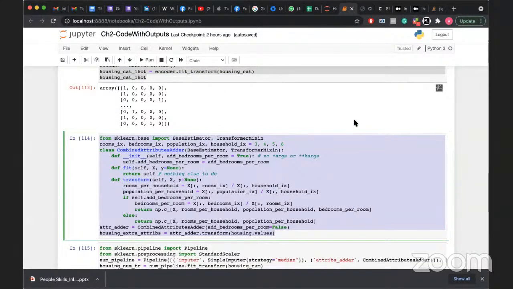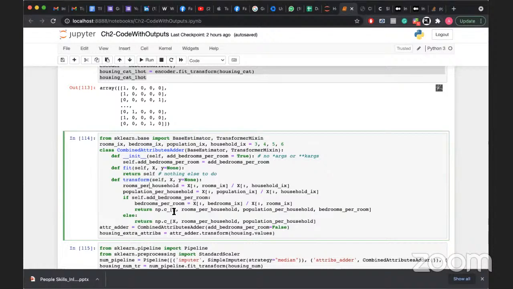Let's go through the class to understand what it does. Primarily, it has an init function, which initializes add_bedrooms_per_room. There's the fit function, which basically doesn't do anything. There's a transform function where rooms per household is computed as the total number of rooms divided by the total number of households. Population per household is computed as total population divided by total number of households. If self.add_bedrooms_per_room, you compute the bedrooms per room as X of bedrooms_ix by X of rooms_ix. Basically, you compute the number of bedrooms per room and you return these three attributes. Else, you just return the two attributes.